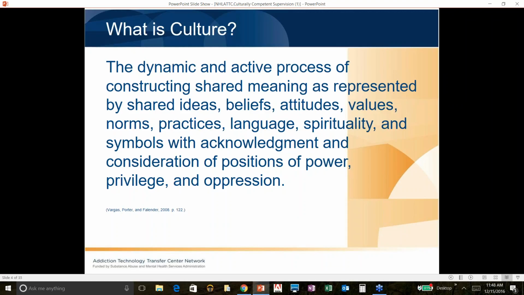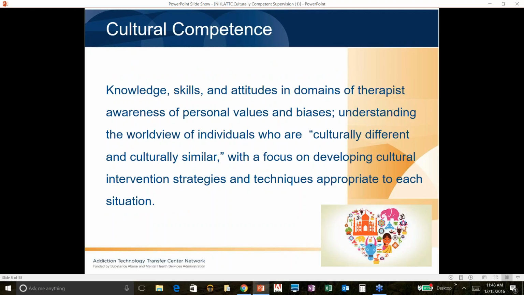And so my last definition here is cultural competence, and how we'll define it today are those knowledge, skills, and attitudes in domains of the therapist's awareness, personal values, and biases. We also need to understand the worldview of individuals who are culturally different and culturally similar, with a focus on developing cultural intervention strategies and techniques appropriate to each situation.